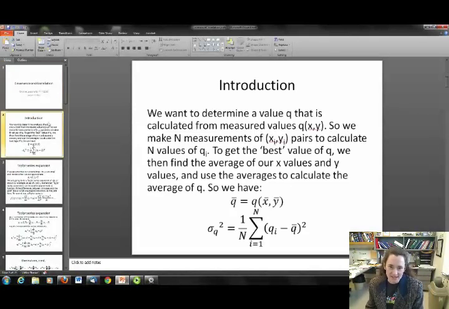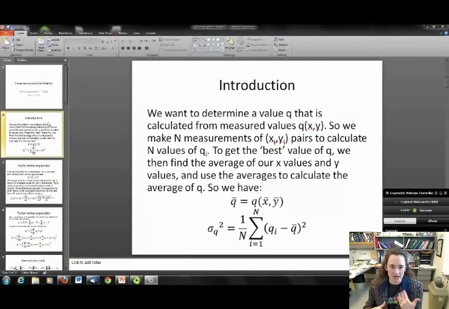So to introduce this idea, first let's say that we want to determine a value of Q that is calculated from some measured values, x, y. You can't measure Q directly. You have to measure x and y and then calculate Q from your values of x and y. So this is fine. This is pretty standard.